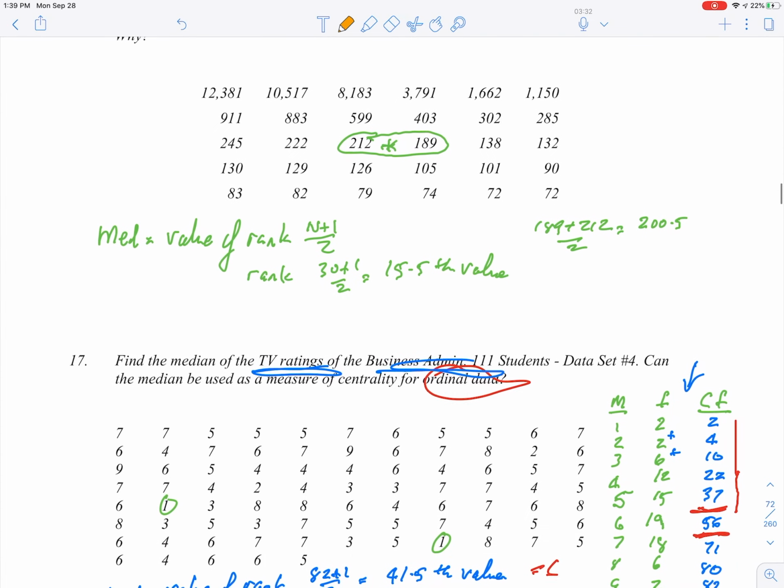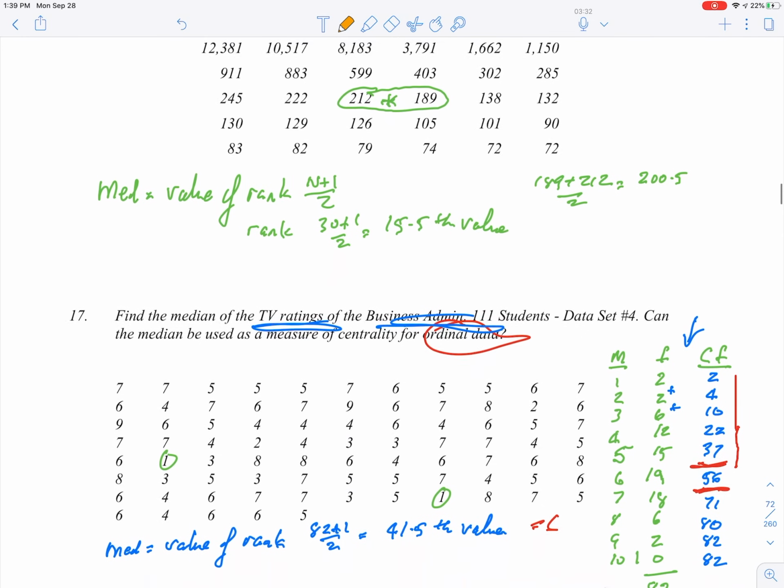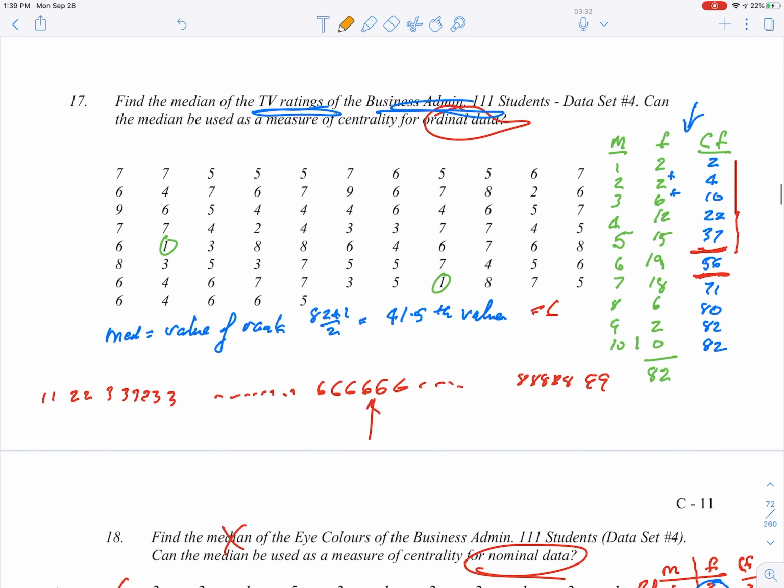All right, I don't think I asked you to do this next one here, but on the mode page, the next question asks, find the mode of the TV ratings of the Business Admin 111 students. And so I've got a little table down here which shows you the class marks, or the values 1 to 10, and then their frequencies. And so all we do is go down here and find the one with the greatest frequency, and the greatest frequency is 19, and so the mode is equal to 6.